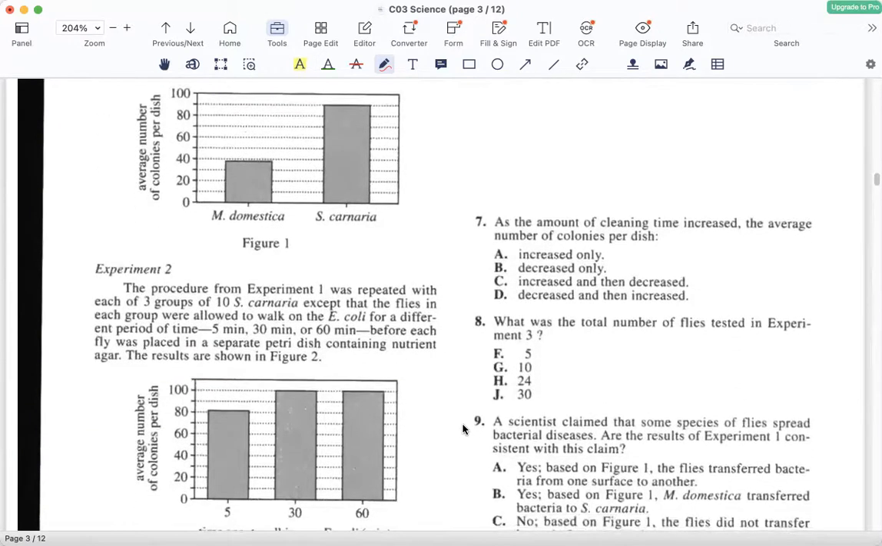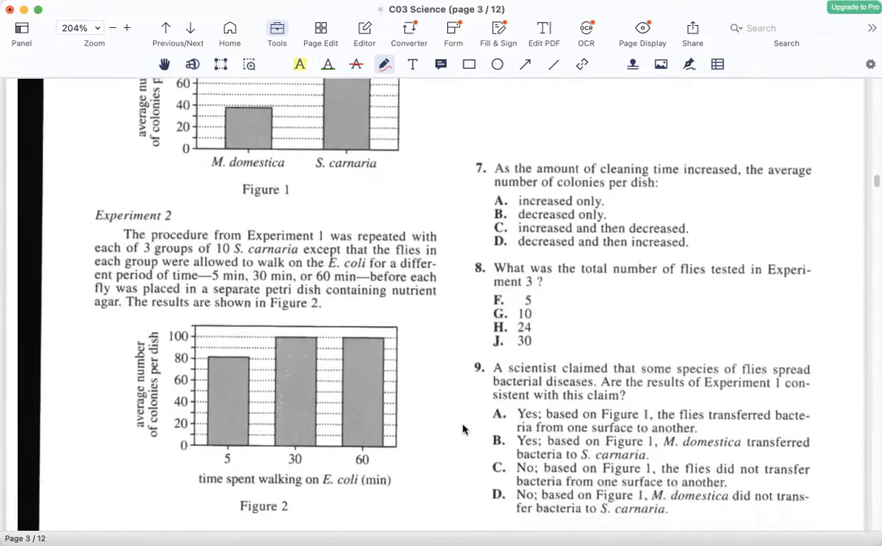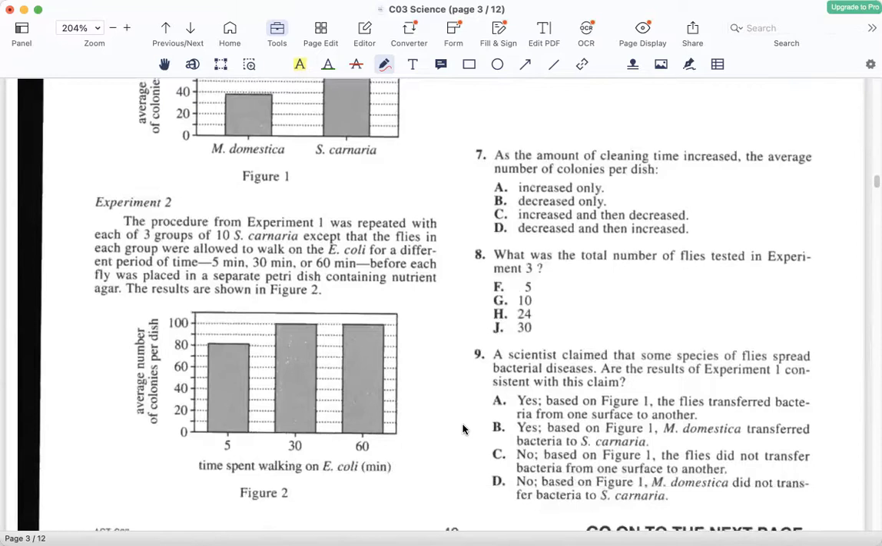The procedure from experiment 1 was repeated with each of 3 groups of 10 S. carnaria, except that the flies in each group were allowed to walk on the E. coli for a different period of time, 5, 30, and 60 minutes, before each fly was placed in a separate petri dish containing nutrient agar. The results are shown here.